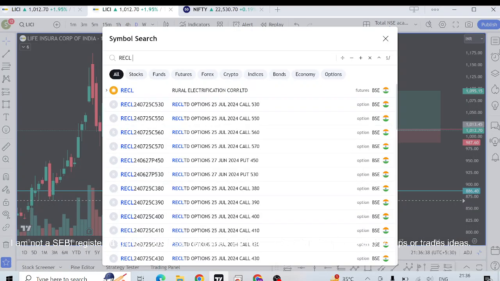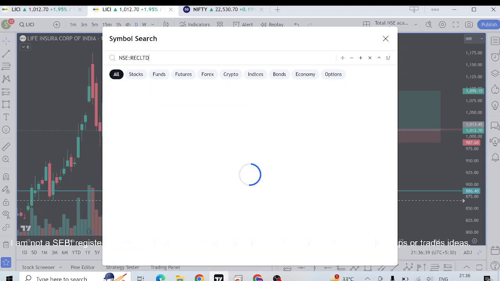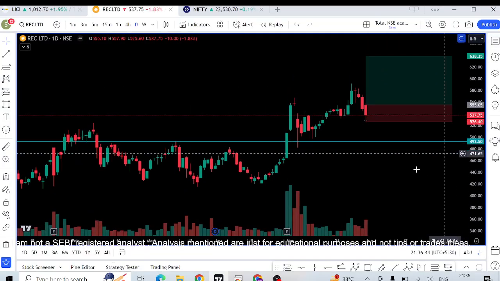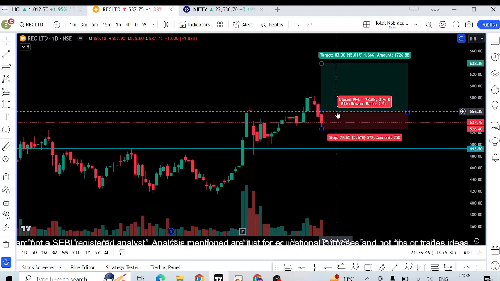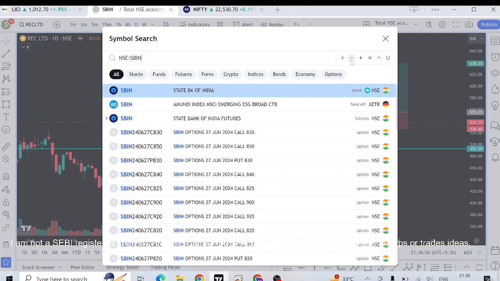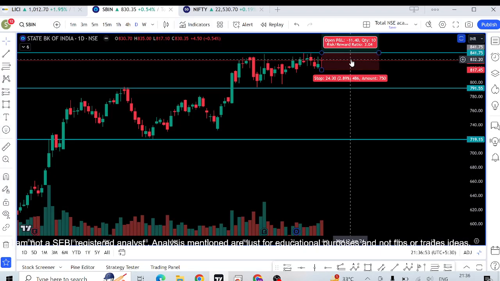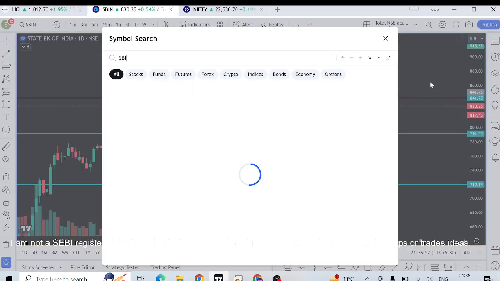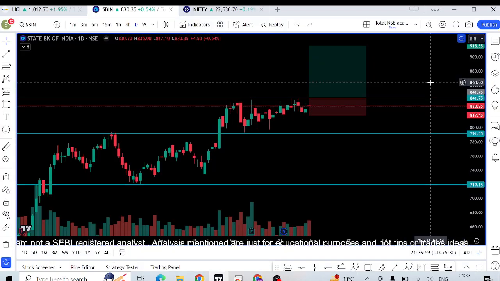REC Limited we saw. REC Limited, we'll just observe, watch and study. If this candle is negated by a complete green candle, we can initiate a long position for educational purpose. Next is State Bank of India we saw. It will immediately come into focus once it crosses 840.